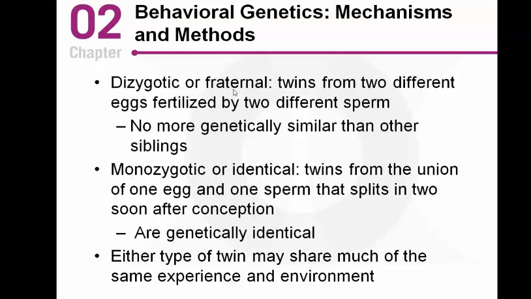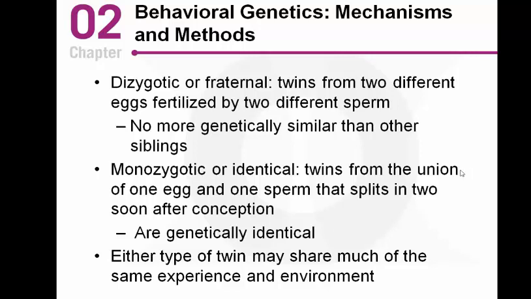Now, with dizygotic or fraternal twins, we have 2 eggs, 2 sperm that just happen to be fertilized and in the womb at the same time, but they're no more genetically alike than any other sibling pair, which means we could have 2 boys, we could have 2 girls, we could have a boy and a girl. So this would be just like any other sibling pair. They would share 50% of their genetics. They just happen to be in the womb at the same time. On the other hand, monozygotic or identical twins happen when you have 1 egg and 1 sperm that then splits into 2. And so they are essentially, not 100%, but almost genetically identical.